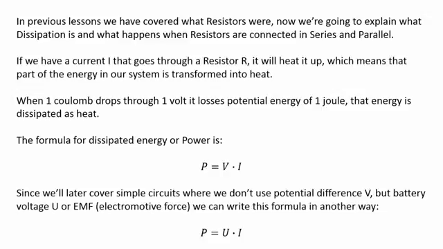The formula for dissipated energy or power is, you can see that on your screen, P equals V times I. Since we'll later cover simple circuits where we don't use potential difference V but battery voltage U or EMF, electromotive force, we can write this formula in another way. P equals U times I.